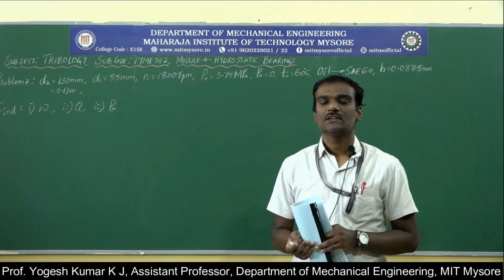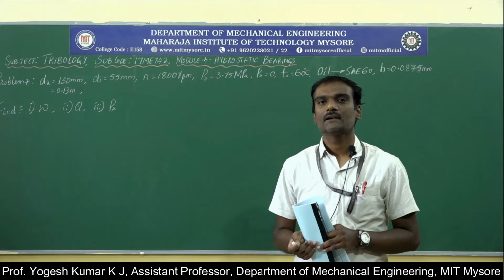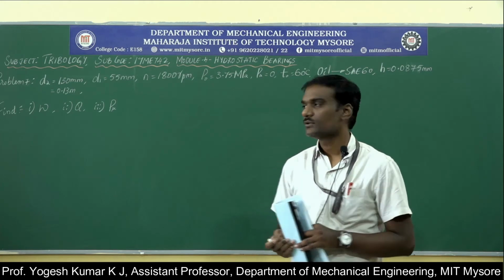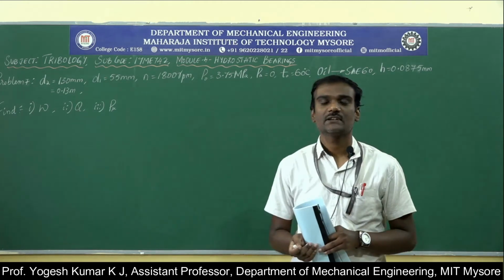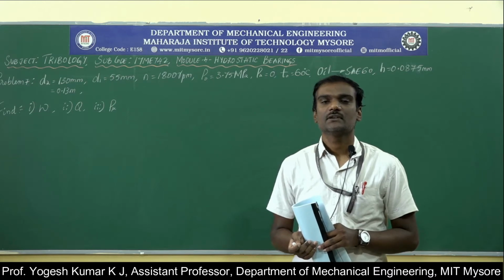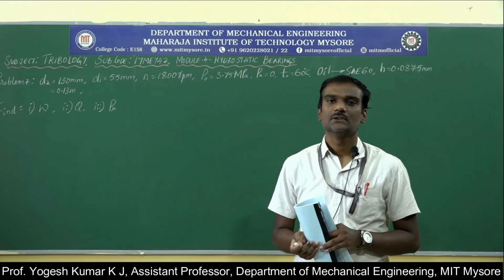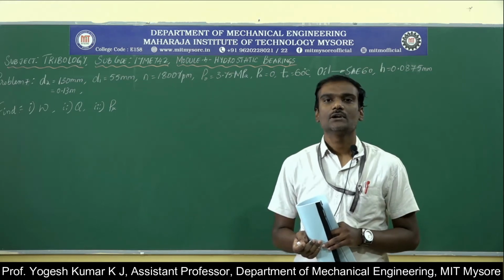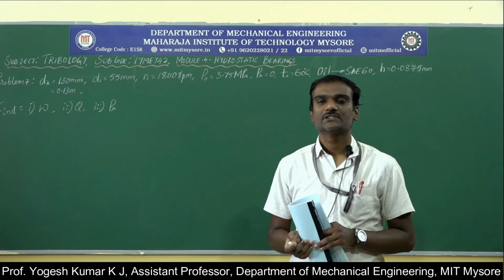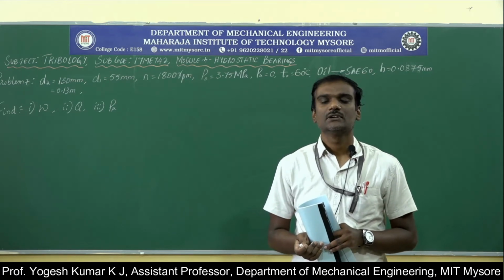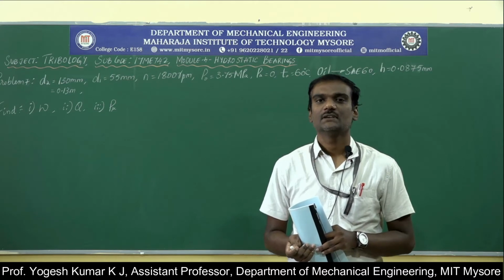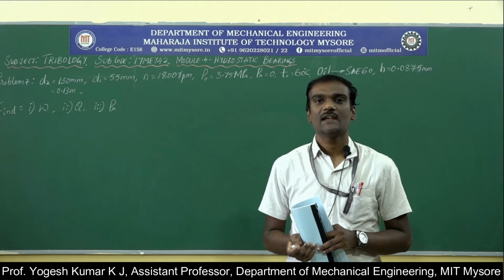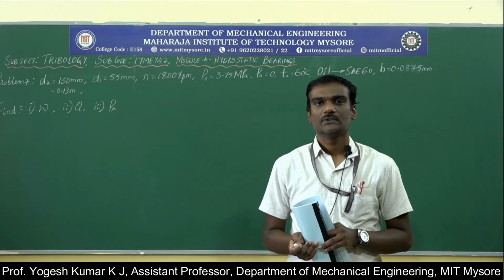Diameter of the shaft 130 mm, diameter of the pocket 55 mm, shaft speed is 1800 rpm, inlet oil pressure is 3.875 megapascal, external pressure equals 0, the mean oil temperature is 60 degree centigrade, oil used is SAE 60. The desirable oil film thickness is 0.0875 millimeters.